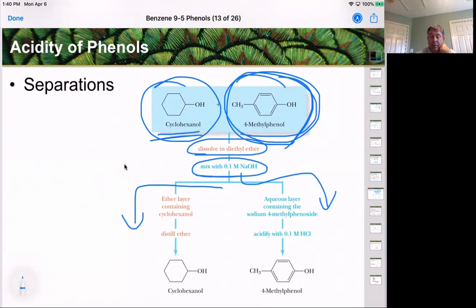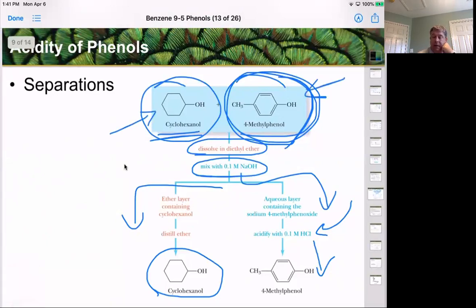Okay, so if you remove the ether, you would end up with the cyclohexanol in this species. Then if you took that water-based species and added acid to it to reprotonate it, you will generate your phenol. So we can use the acidity difference between alcohols and phenols to help us separate them in the laboratory.